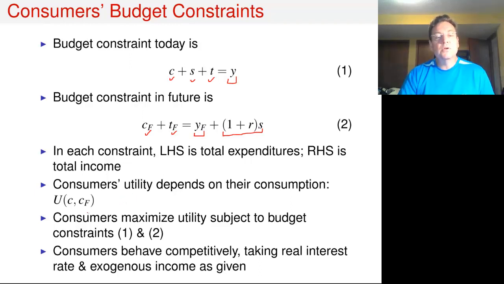Consumers' utility now is going to depend on current consumption and future consumption. Notice leisure is not in there because the income is just taken to be exogenous. And so the consumer is going to maximize this utility function subject to this budget constraint today and this budget constraint in the future. So households are competitive agents, and they're going to take the real interest rate and exogenous income and taxes as given.